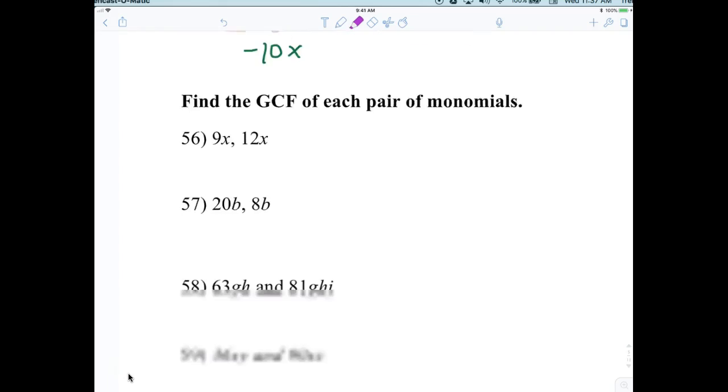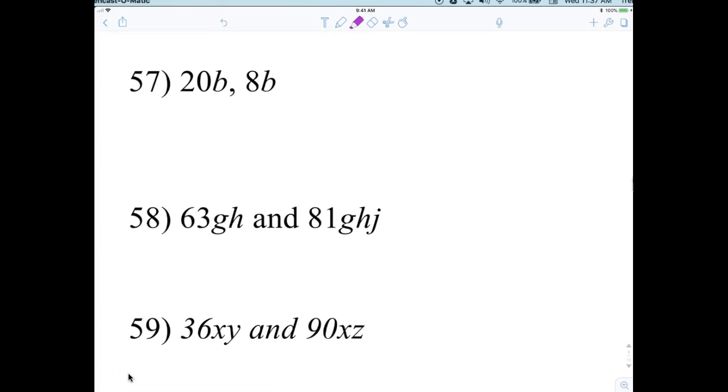All right. Now for 57, you have to be able to tell me what's common with 20 and 8. Sebastian. 4. And then you take a close look at the variable b and b, so there is a common b. All right. Any questions so far with that? Everybody's good, right?